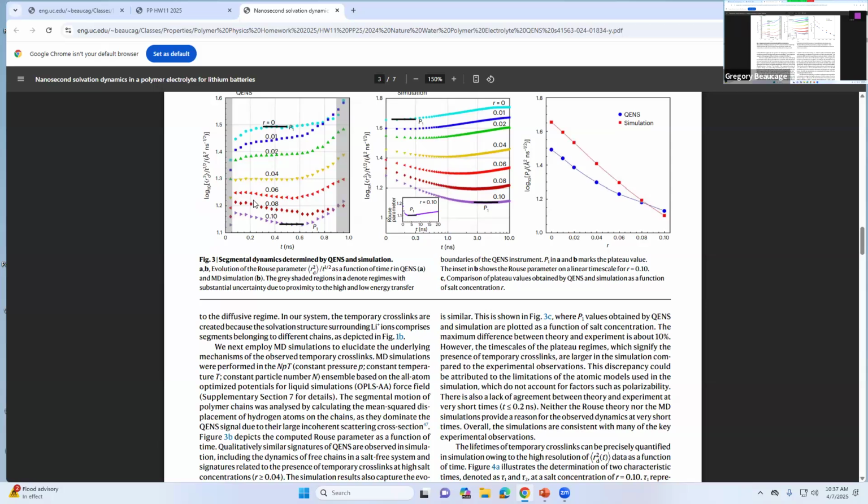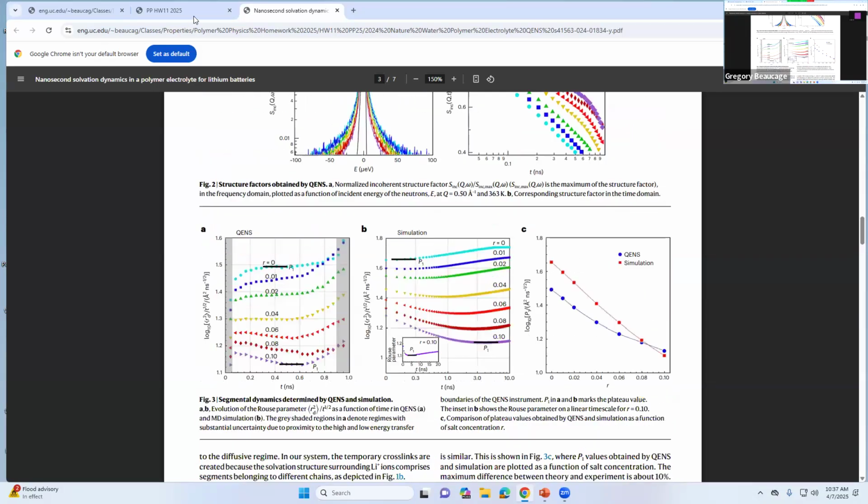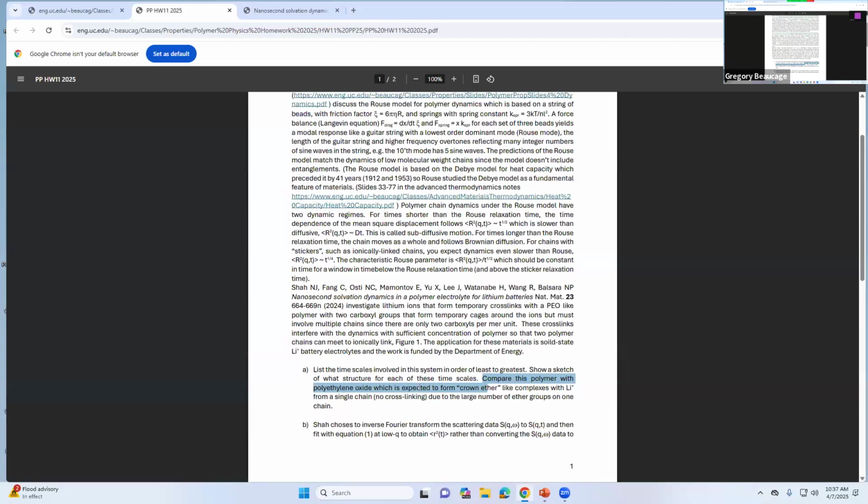Yeah. So for question A, there's the sketch with the structure for each of the time scales. Is that the thing that we were talking about earlier, where it starts vibrating a lot at T1 and then stops vibrating by tau2?